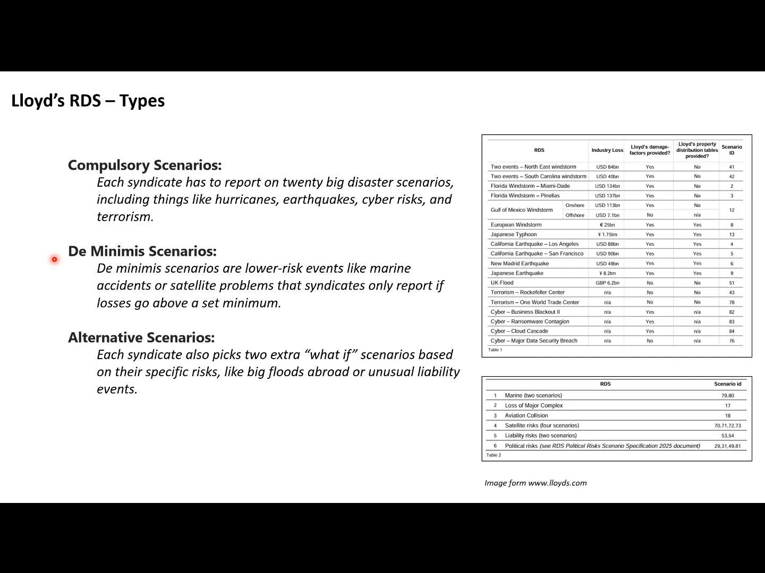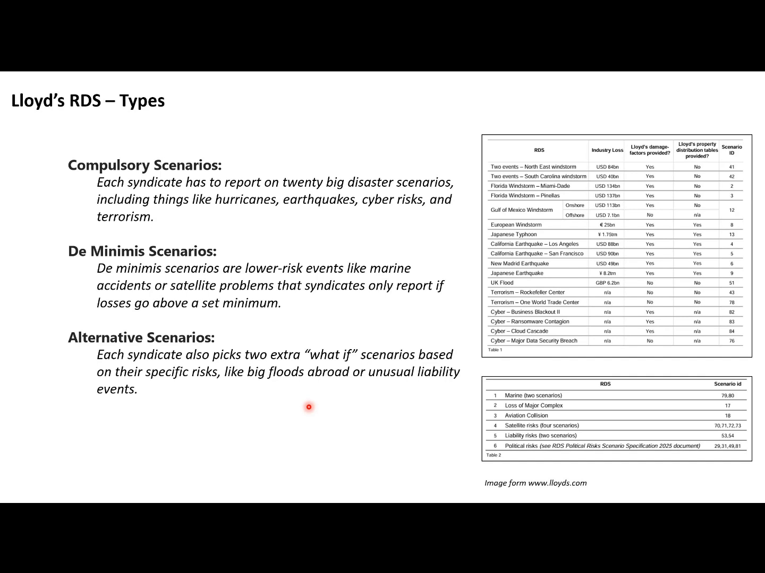And finally, the alternative scenarios, which are very specific to the syndicate. The syndicate has to pick its own extra 2 disaster scenarios to model, and they have to model the entire disaster based on their individual risk portfolio. So these are very specific to the syndicate's risk profile.